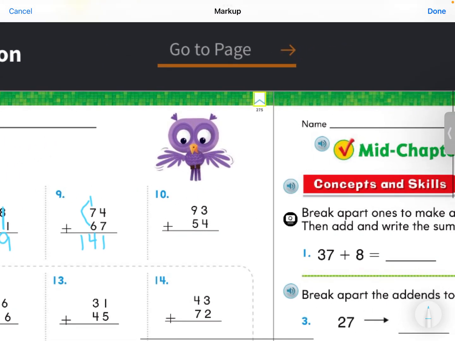Number 10, 93 plus 54. I start with my ones. 3 plus 4 is 7. 9 tens plus 5 tens. So this would be like 90 plus 50. That is 9 plus 5, 14. So 90 plus 50 would be 140. Then I have to add my ones. 147.